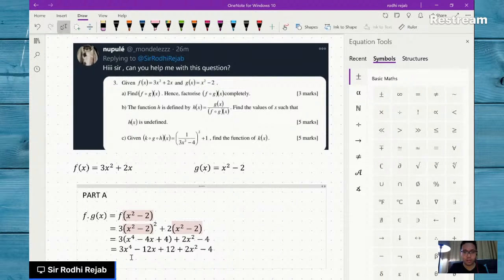But hopefully I don't make any careless mistake. So you need to be careful here. Minus, plus 2x squared.